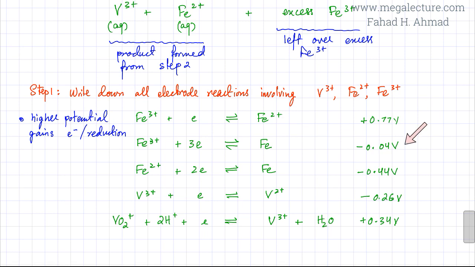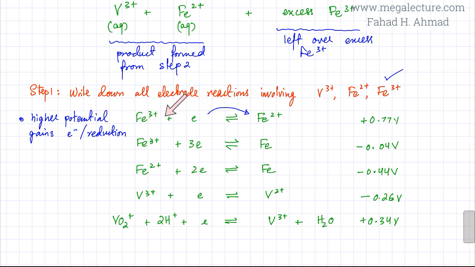Now if you look at all the equations over here, you would notice this first one has the highest potential, plus 0.77 volts. So the substance out of all these that has the highest tendency to gain electrons is going to be Fe3+, and we need to ensure that Fe3+ is part of our reactants, because Fe3+ would be the one gaining electrons to form Fe2+. You can look over here that Fe3+ is present in your solution, it is your reactant. So I'm going to select this equation for reduction.